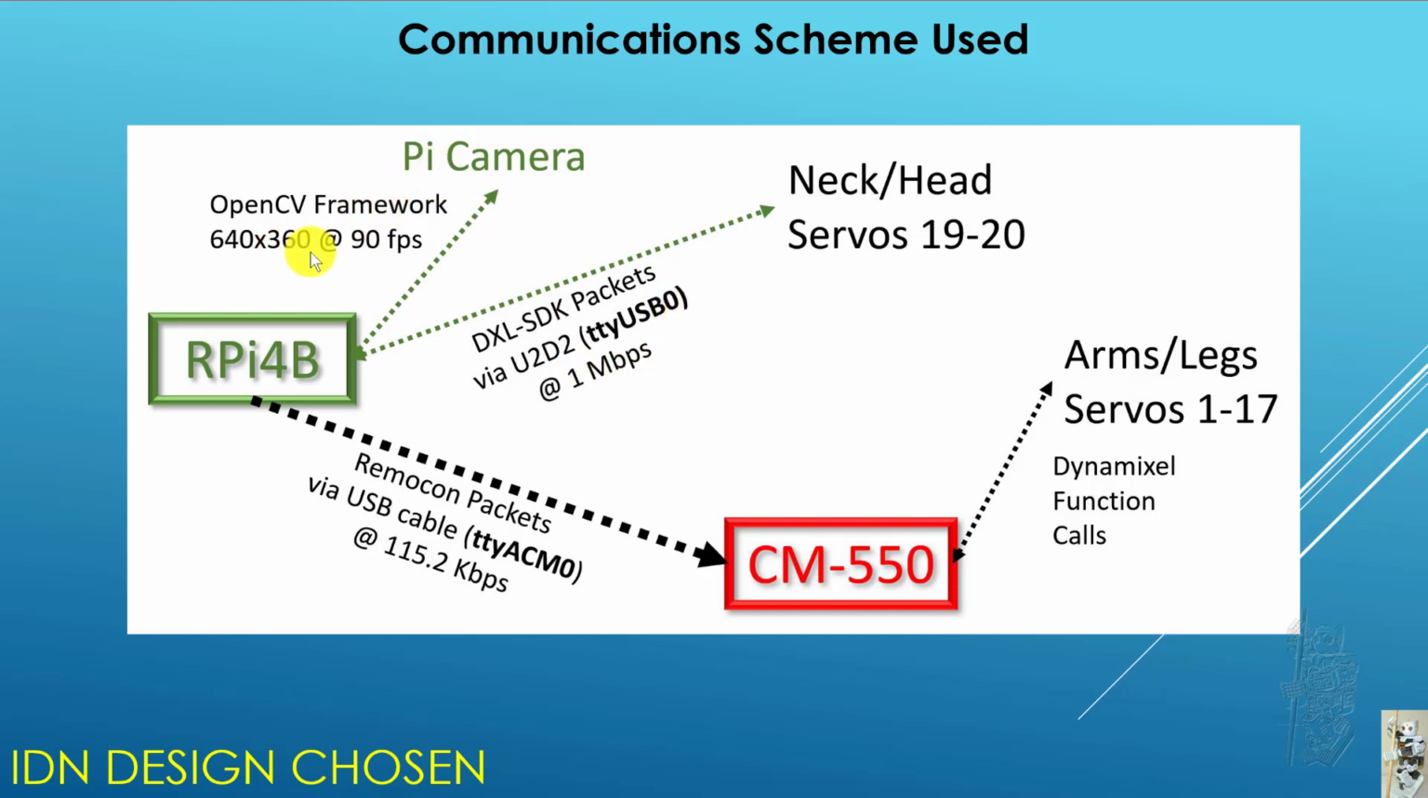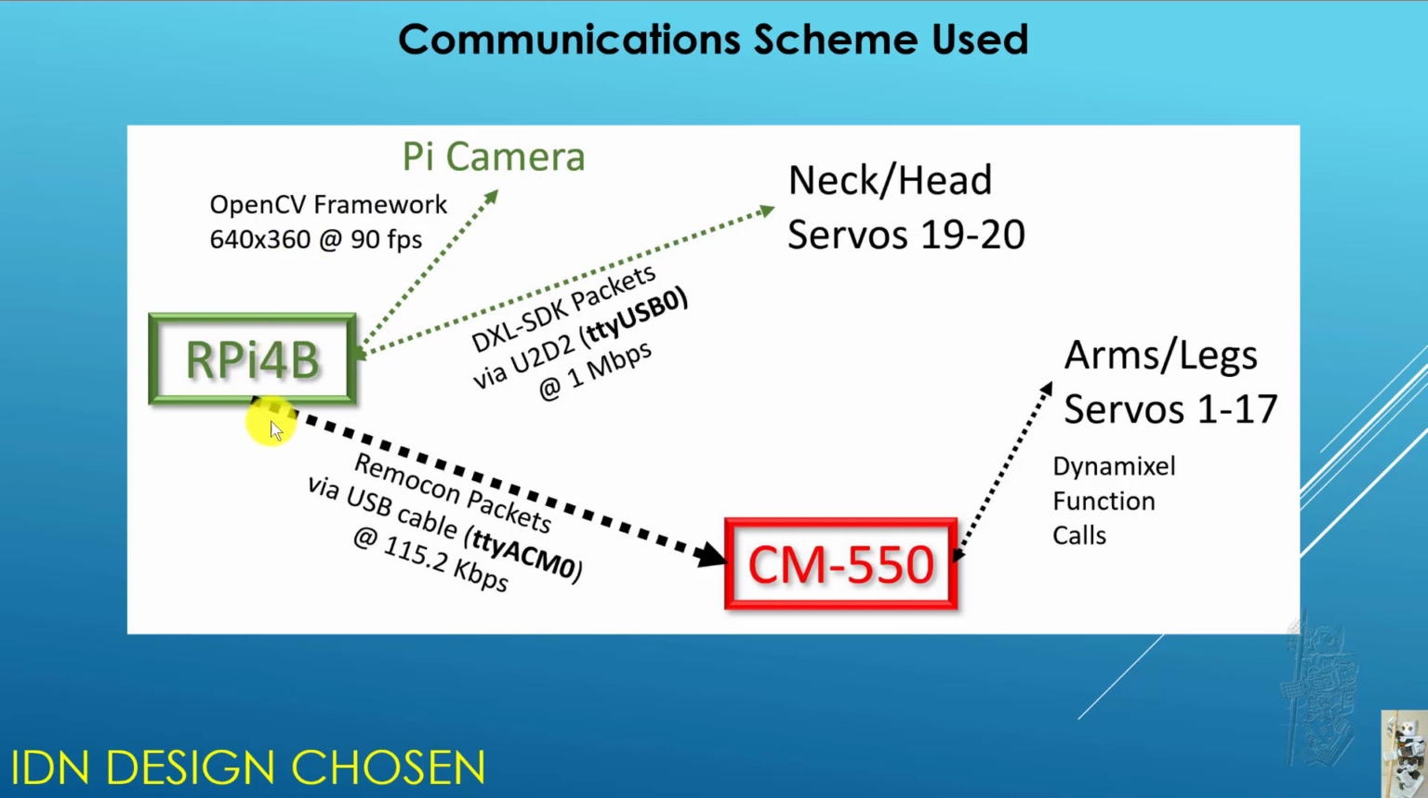The camera itself, the best I can do is 640 by 360 and 90 frames per second using just the plain OpenCV framework. I had some problem. I couldn't use GStreamer on the Pi camera yet for my 64-bit OS, which happened to be in beta, so that part of it is still broken. Couldn't do the GStreamer framework here.